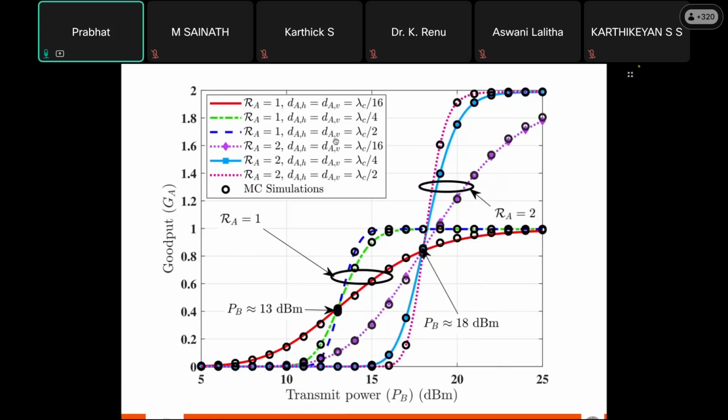This plot provides the performance of the system in terms of goodput against the transmit power of user B. Basically, goodput is a factor that determines how many bits transmitted over a slot can be successfully received by the receiver. And we are assuming that there is always a sufficient backlog of data in the transmission buffer. So this kind of throughput parameter is called goodput.